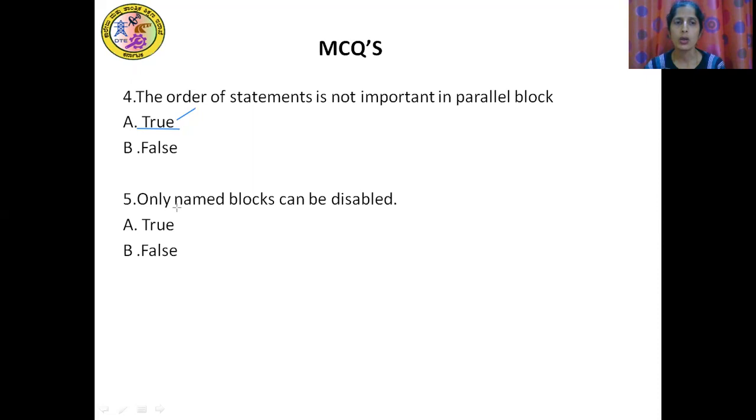Fifth question, only named blocks can be disabled. True or false? Obviously, it is always possible to disable only the named blocks. If the blocks are not named, then it is not possible to disable the unnamed blocks. So these were the MCQs regarding this lecture.